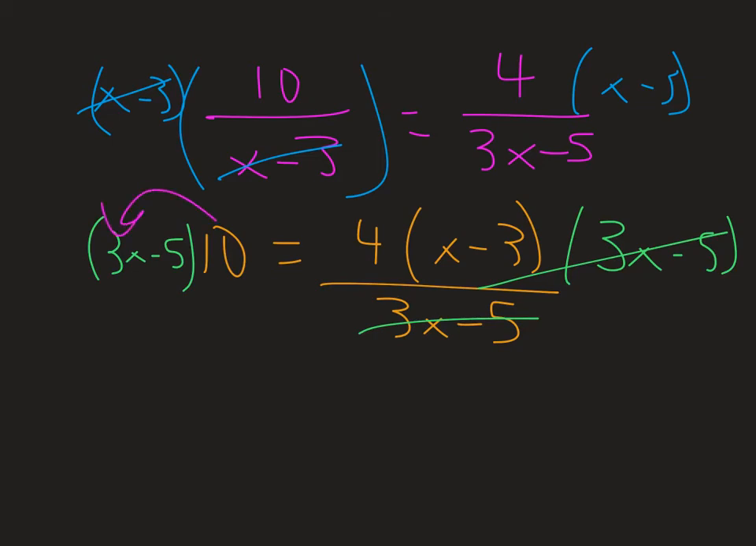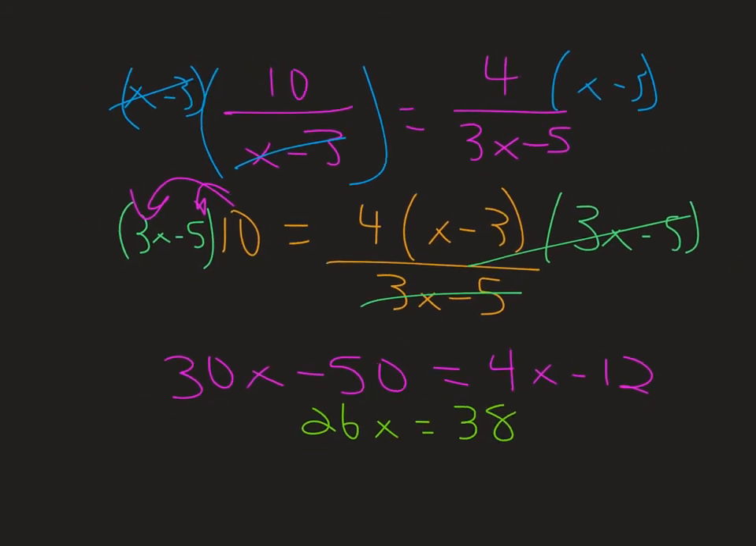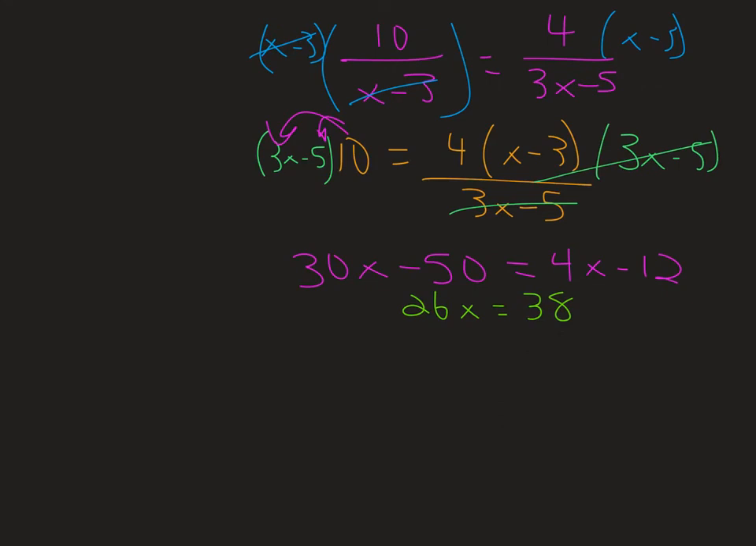And let's distribute on the left side. Pew, pew. 30x minus 50. And then on the right side, I never distributed, so let's go ahead and distribute 4x minus 12. And let us subtract the 4x from both sides and add the 50 to both sides. And shrink so we have more space. And then divide. So we have 38 over 26. Which, if I feel like it, is 19 over 13. I forgot to divide there for a second.